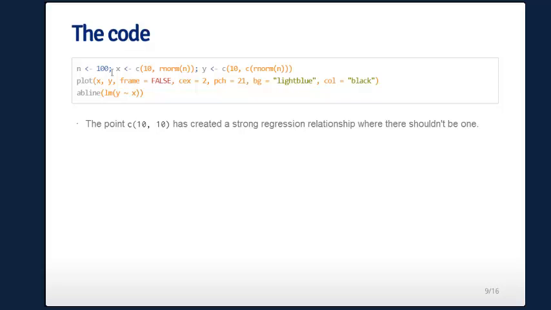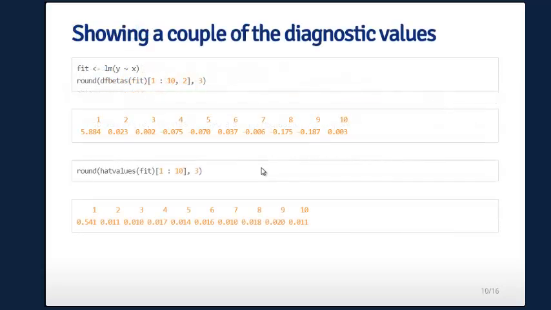That's the code. So I generated one point that was 10, 10, and then the x's and y's were otherwise just standard normal noise, rnorm n, independent rnorm n. That c isn't necessary right there. And then I put the abline, the fitted line, in there. So the point 10, 10 has created a strong relationship where there shouldn't be one.